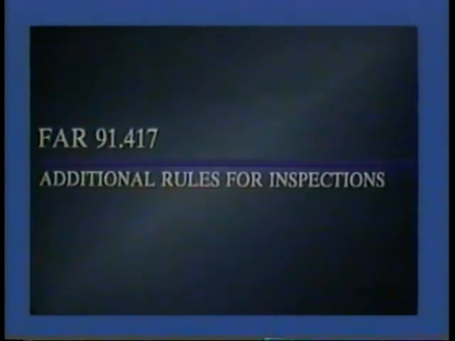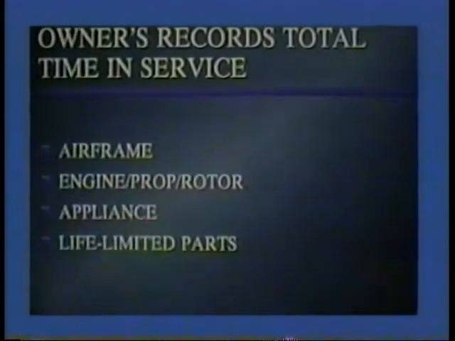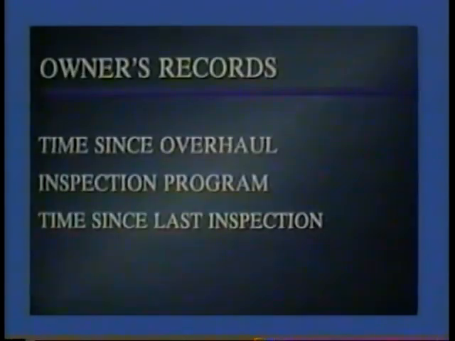Just in case you think that's as far as record keeping goes, there are additional record keeping requirements outlined in FAR 91.417. This reg requires that the aircraft owner-operator permanently retain certain maintenance records and transfer them when the aircraft is sold. Those records include total time in service of the airframe, each engine, each propeller, rotor, and appliance. Current status of life-limited parts. Time since overhaul on all items requiring overhaul.